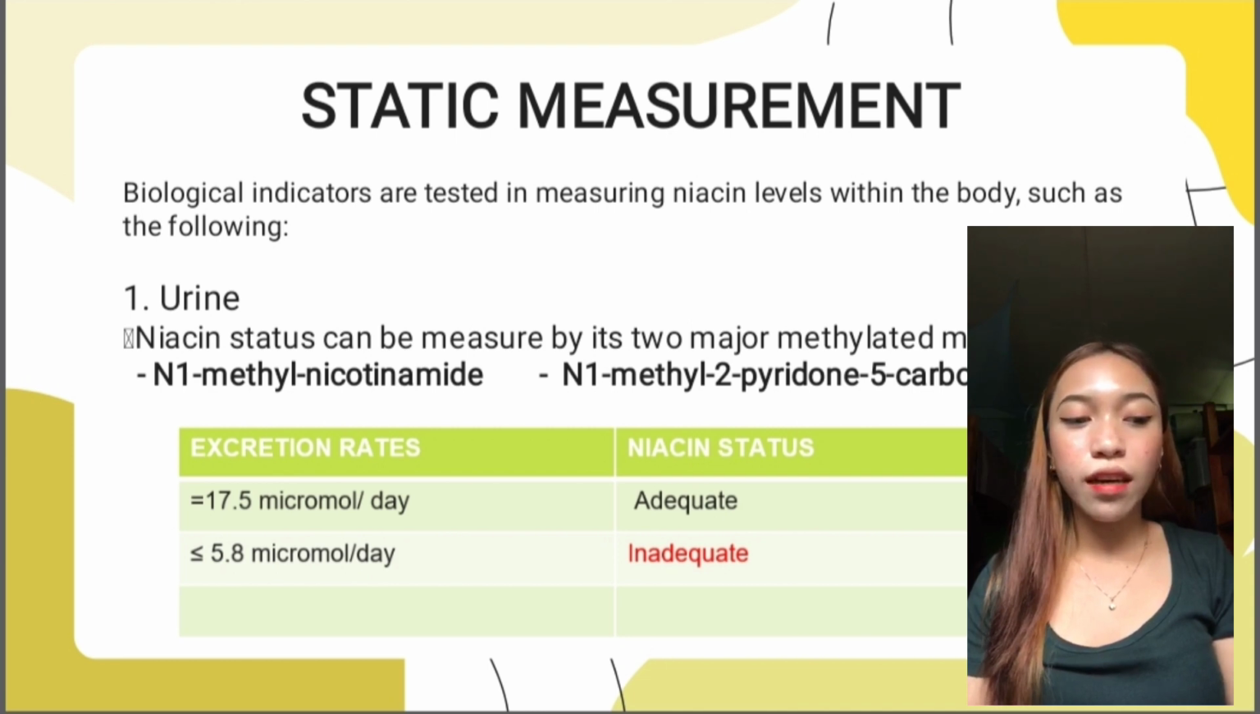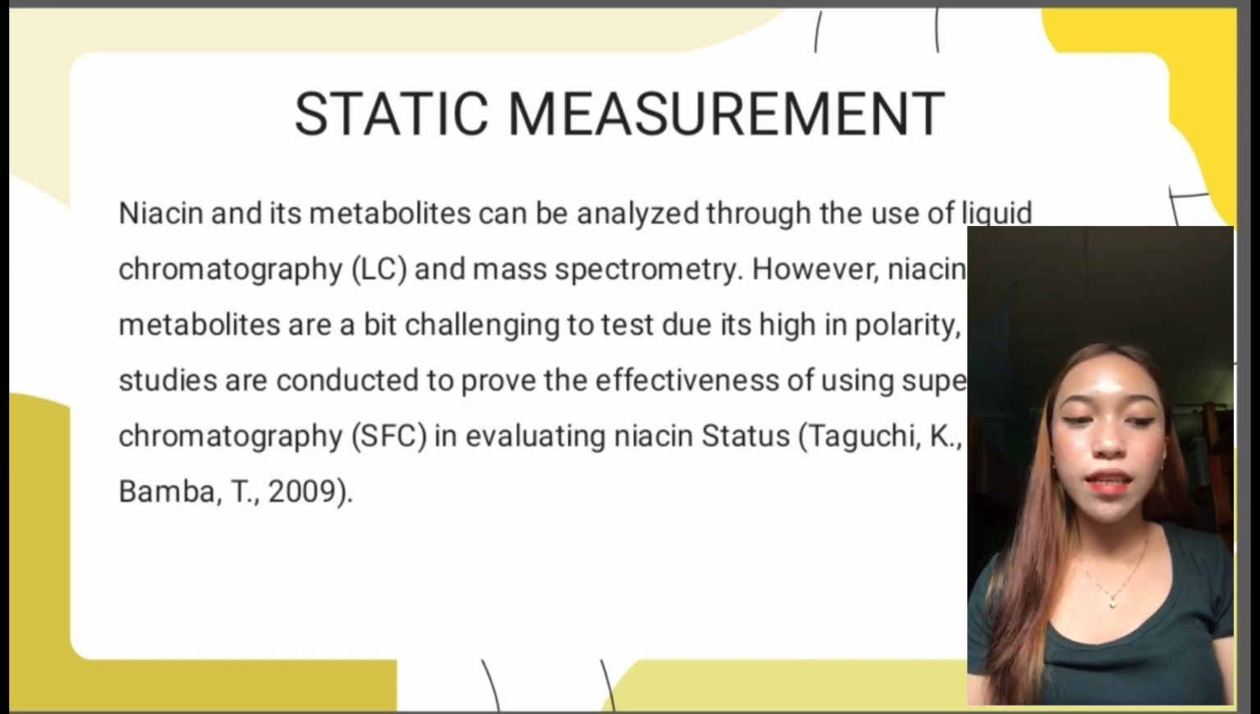Furthermore, certain indicators for inadequacy occur well before overt clinical signs of niacin deficiency. Niacin and its metabolites can be analyzed through the use of liquid chromatography and mass spectrometry. However, niacin and its metabolites are a bit challenging to test due to their high polarity. Thus, recent studies are conducted to prove the effectiveness of using supercritical fluid chromatography in evaluating niacin status.